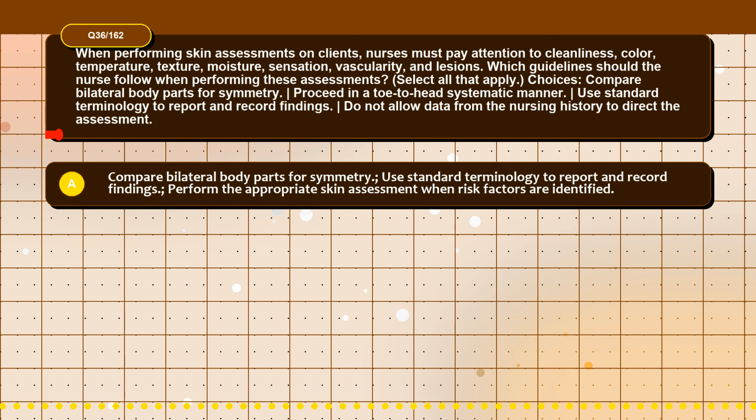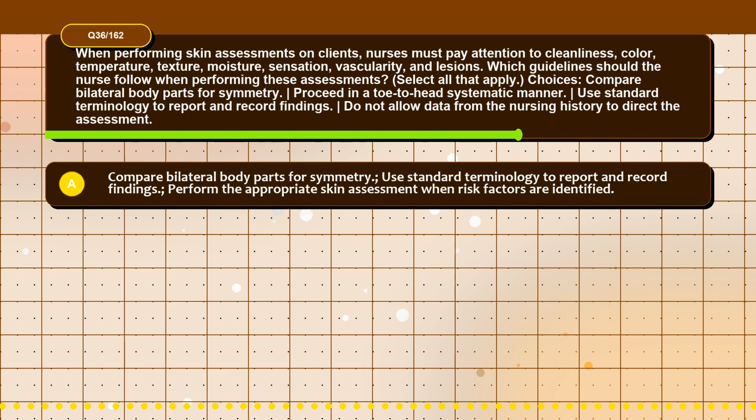Question 36. When performing skin assessments on clients, nurses must pay attention to cleanliness, color, temperature, texture, moisture, sensation, vascularity, and lesions. Which guidelines should the nurse follow when performing these assessments? Select all that apply. Choices. Compare bilateral body parts for symmetry. Proceed in a toe-to-head systematic manner. Use standard terminology to report and record findings. Do not allow data from the nursing history to direct the assessment.